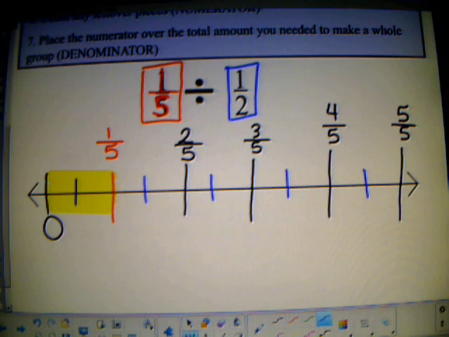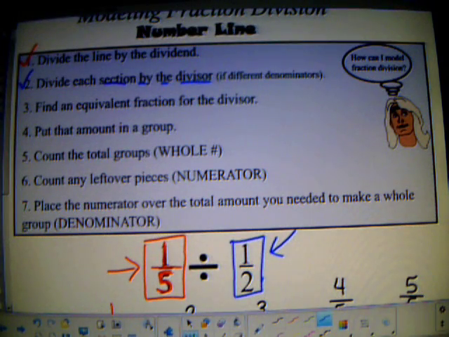Make sure you are following along on your paper as well. So far, we have created a number line to show our dividend. Here is our dividend. This indicates how much of the whole we currently have. Then we have divided each section of the whole by our divisor. So we've divided each section in half. So we can check off step number 2.